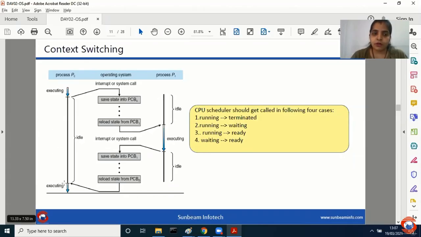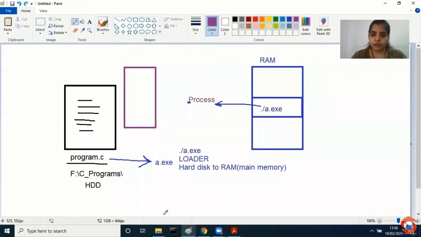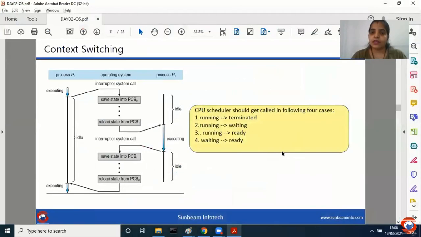Again, I'll come back over here. Now this is getting executed. This is starting, maximize kiya. It will reload the state from PCB0 and it will perform the operation. So from running, CPU scheduler means what? The dispatcher basically gets called जब मैं running से terminated में जाती हूँ, running से waiting में जाती हूँ, running से ready में जाती हूँ, या waiting से ready में जाती हूँ. In all these four cases, the dispatcher or scheduler is having the task of switching.